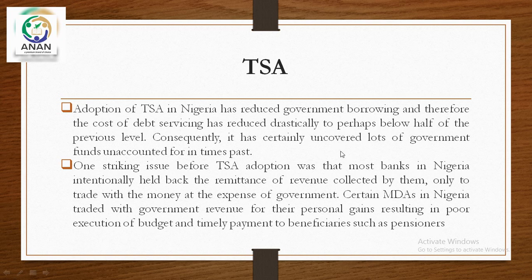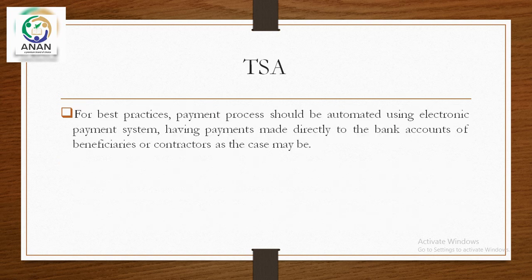So the introduction of TSA has, in no small way, helped in ensuring that there is integrity in the financial process. For best practices, the payment process should be automated using an electronic payment system, having payments made directly to the bank accounts of beneficiaries or contractors as the case may be. Through the adoption of the Treasury Single Account, beneficiaries can receive their pay as and when due, and the issue of delay in payments would be a thing of the past.